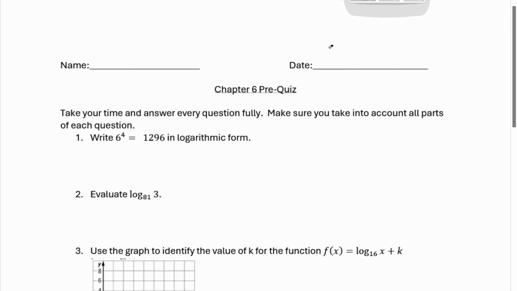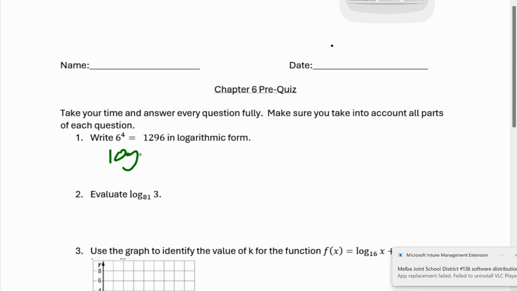Okay, so in this pre-quiz video, chapter 6, we're going to work on exponentials and logarithms. So I'm rewriting this logarithm exponential into logarithm form, so log base 6 of 1296 equals 4.